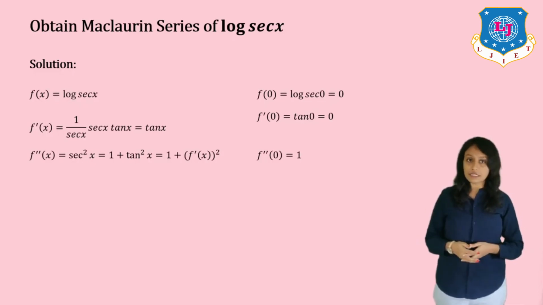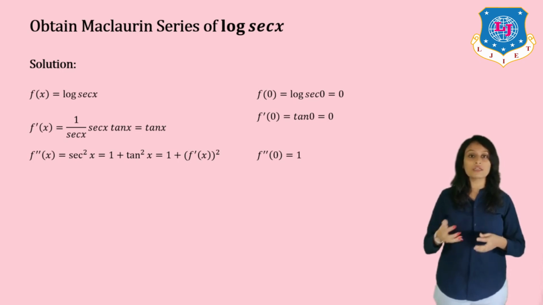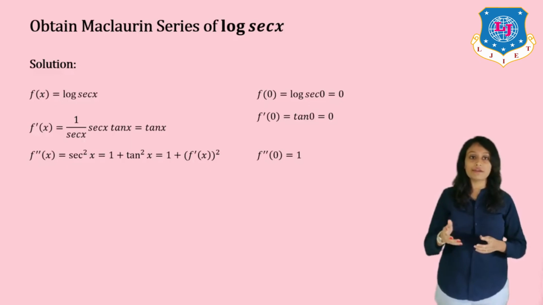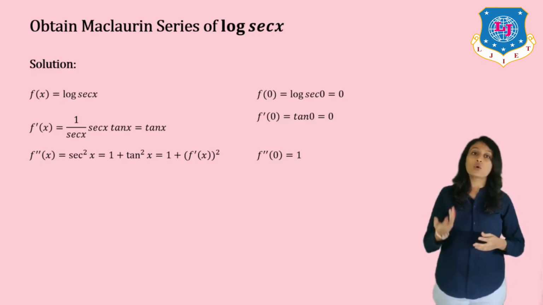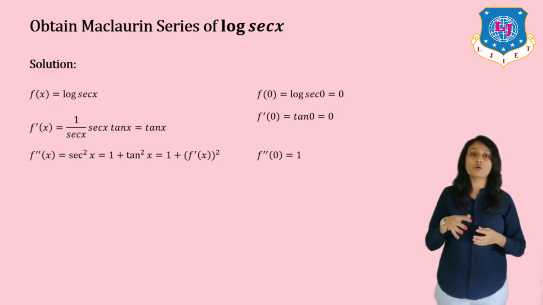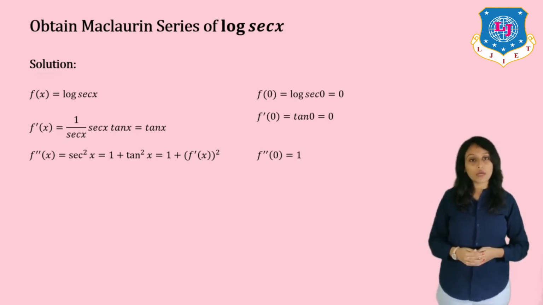Okay, so the next derivative. The derivative of the tan x function is sec square x. We can write sec square x as 1 plus tan square x, but we know tan x is f'(x). So in place of tan x we will write f'(x). So here you will get 1 plus f'(x) whole square. Now we have to find its value at 0, so f''(0). It will become 1 plus f'(0) whole square, but we know the value of f'(0) is 0. So we will get f''(0) as 1.